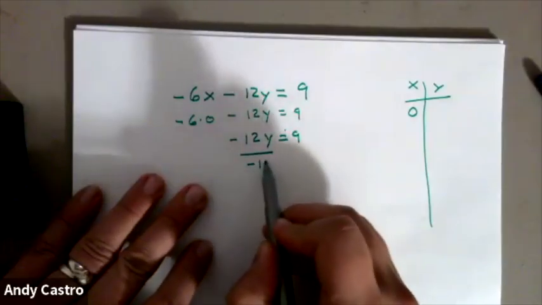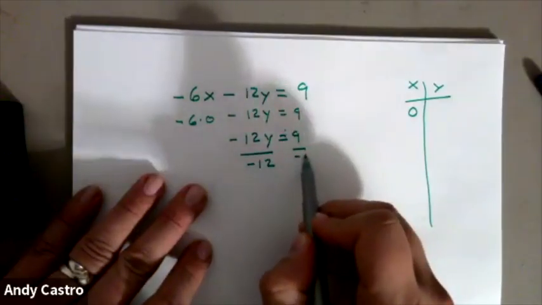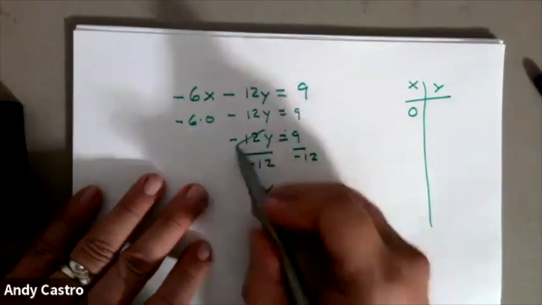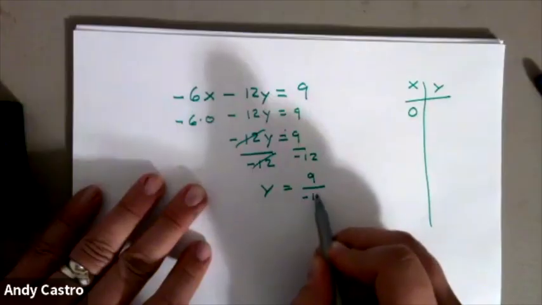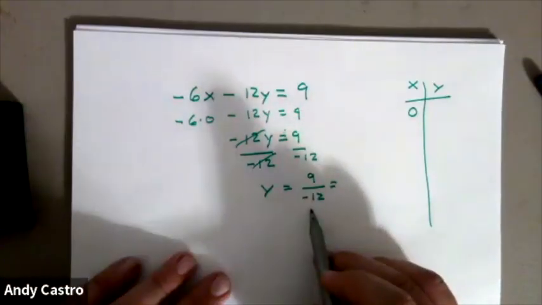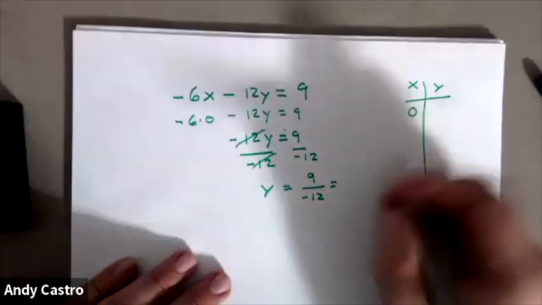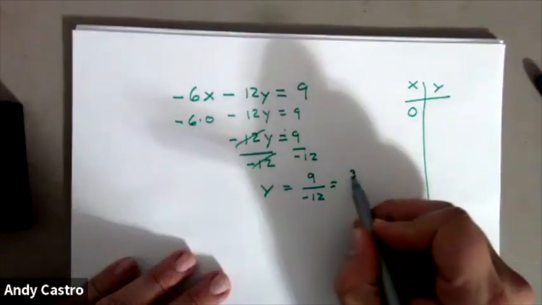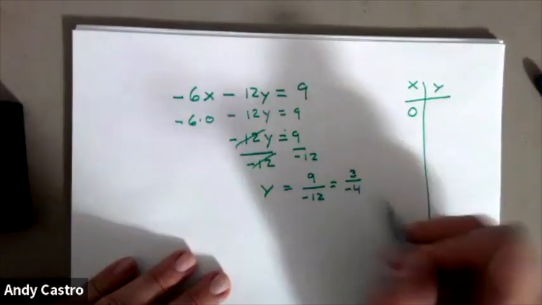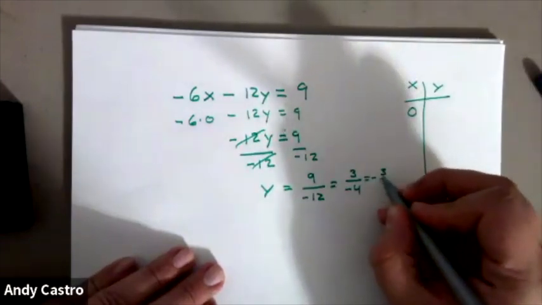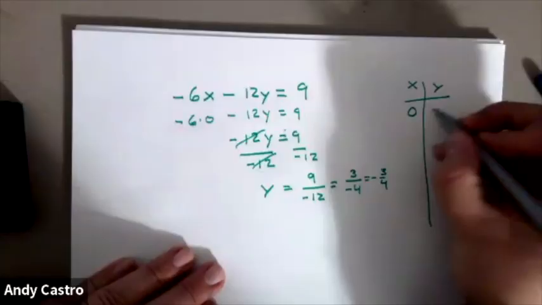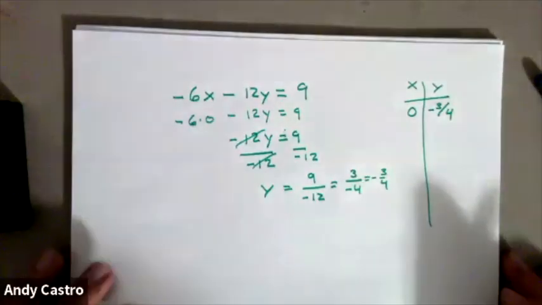Divide both sides by -12. Y is equal to +9 over -12. And we can simplify that. We can divide the top and bottom by 3. That gives me +3 over -4. And that's the same thing as -3 over 4. So I could put that in here, -3 over 4.